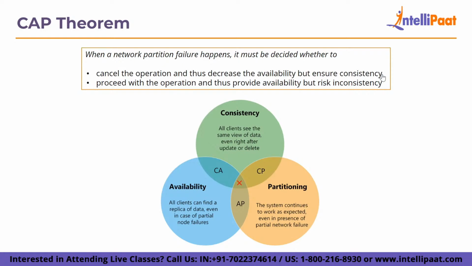So as you can see in the Venn diagram below, you can never have all the three concepts here. So if you have consistency and availability, you cannot have partitioning as well. That is, you can either have CA, CP or AP. You can never have CAP, all three together in a distributed network. Thus, if there is a network partition, one has to choose between consistency and availability.